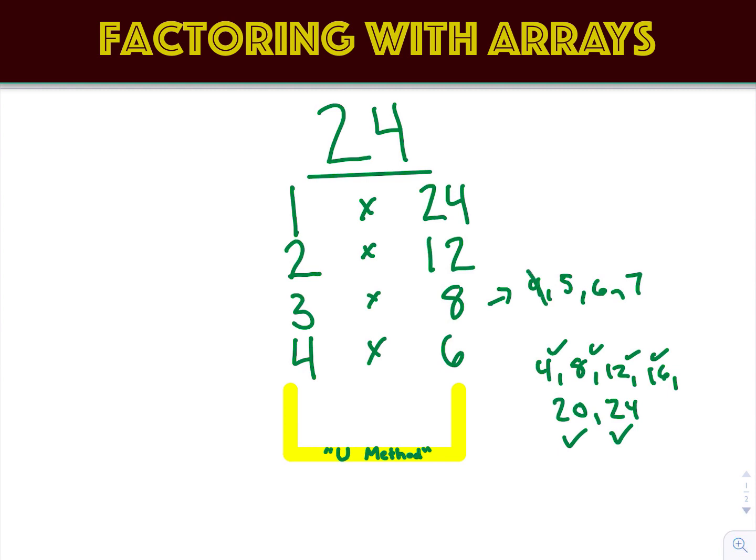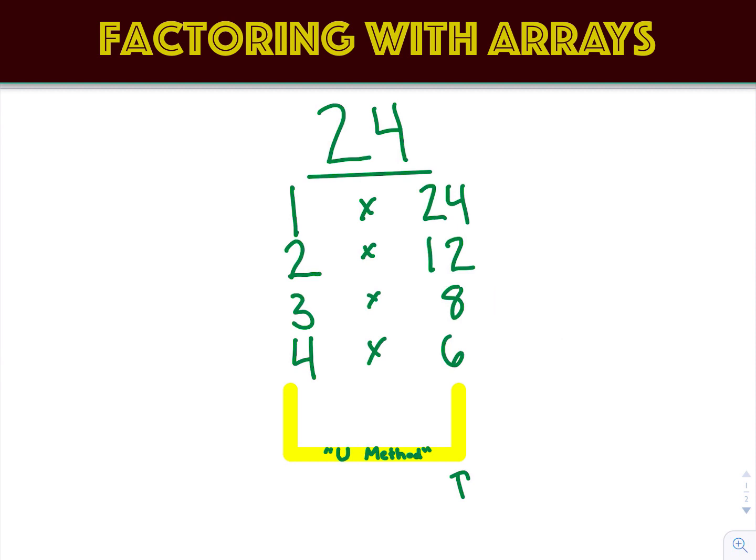I can cancel 4, 6, and I know it can't be 7 because it has to be a number smaller than the last number on my right side of the U. I go to check 5. 24 does not end in a 5 or 0, so 5 is not a factor. These are now all my factor pairs, and I'm now set to make rectangular arrays.